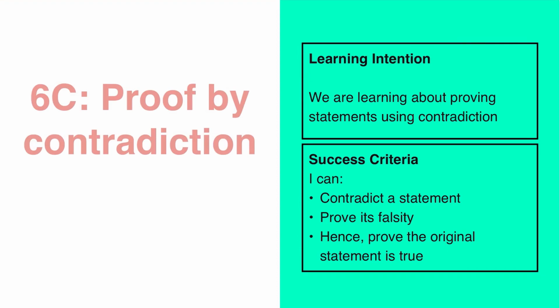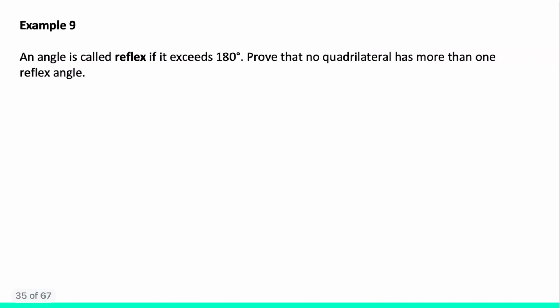Exercise 6C, proof by contradiction. So in this exercise, we're learning about proving statements using contradiction. What you need to be able to do is contradict a statement, prove its falsity, and hence prove that the original statement is true. Now, how do we prove by contradiction?